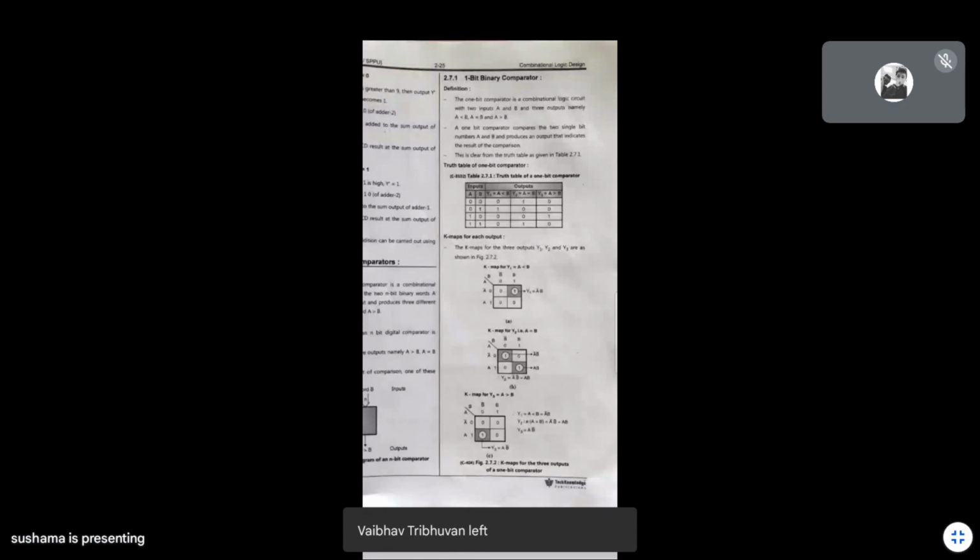Next 0, 1. A is 0 and B is 1 means A is less than B. So which output will be 1? Yes, Y1. So Y1 is 1 and the others are 0. Similarly, 1, 0. That means A is 1 and B is 0, so A is greater than B. Which column is going to be 1 now? Y3. A is greater. Yes, Y3 is 1, and for the others you can write 0, 0.